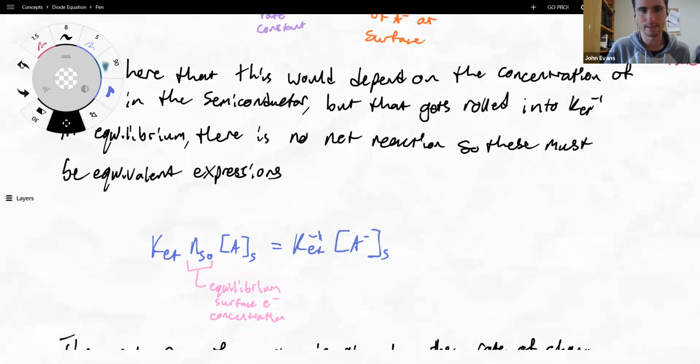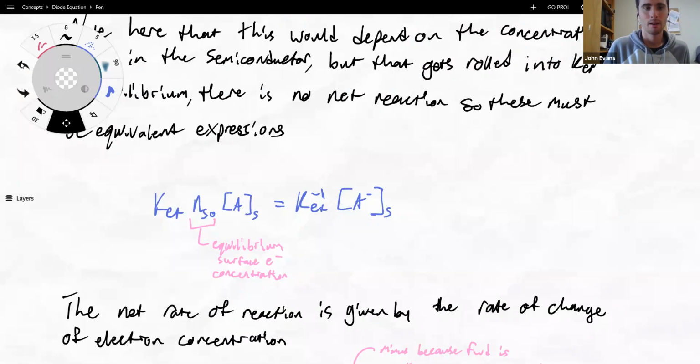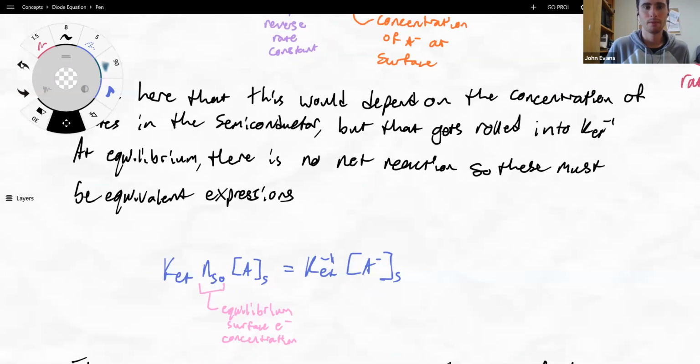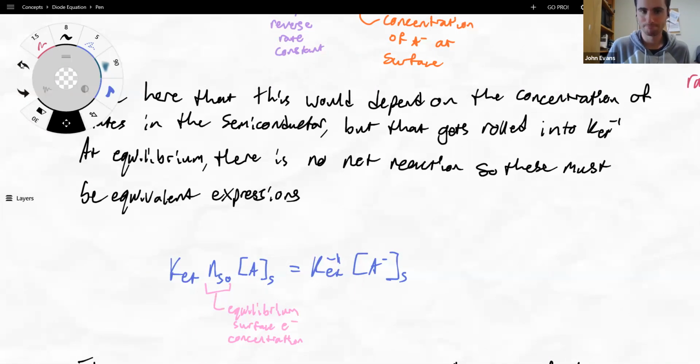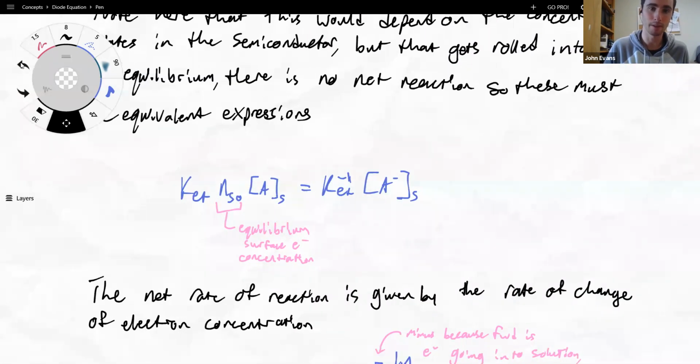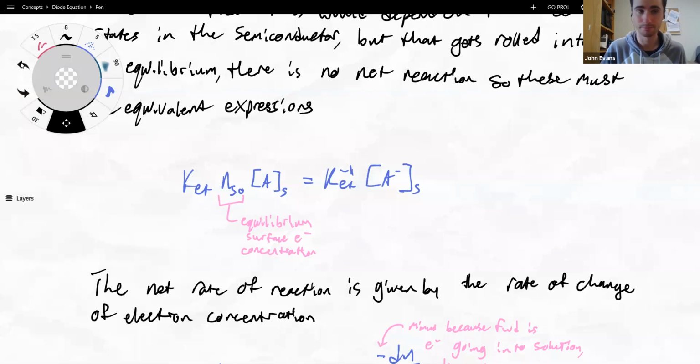And that's all this is saying here. Okay, now at equilibrium, we've discussed at length that at equilibrium, there is no net reaction. If we're at equilibrium, it is going just as fast forward as it is going backwards, which means that at equilibrium, these must be equivalent expressions.